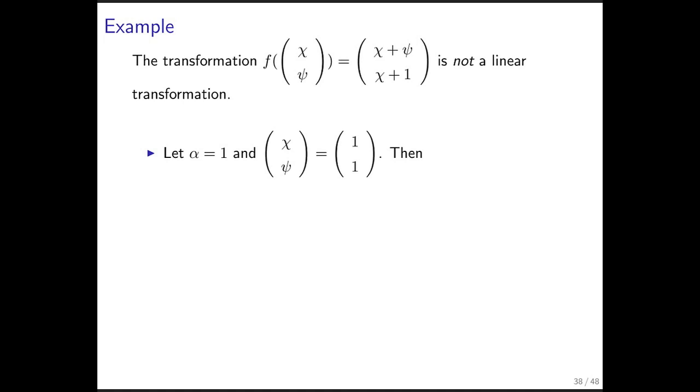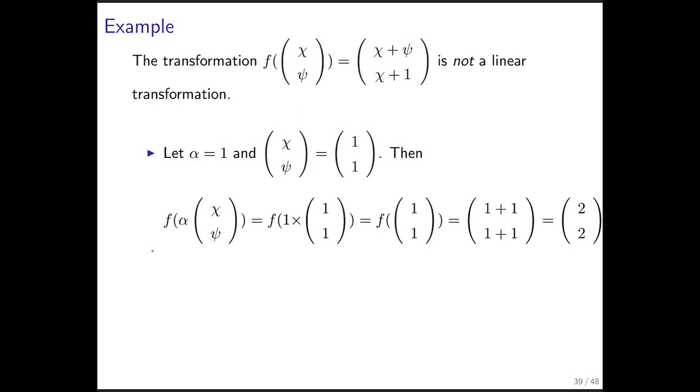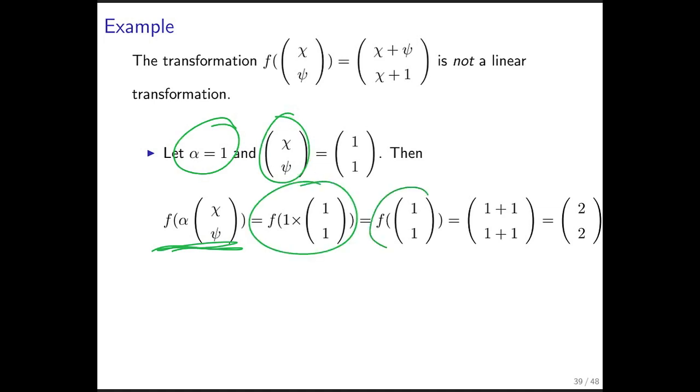Later this week, we're going to give you a foolproof way of actually answering this question in a very, very systematic way. At the moment, we're just going to try a few vectors and see what happens. So, what if we take alpha to be 1 and chi and psi to be 1, 1? All we need to do is come up with one example that doesn't fit the definition of linear transformation, and we're done. Well, if you evaluate this right here, then all you want to do is plug in alpha, chi, and psi, and you get this right here. If you then scale the vector, you get this, and then if you plug the 1, 1 vector into the function f, you get that, and then if you do some arithmetic, you get that right there.